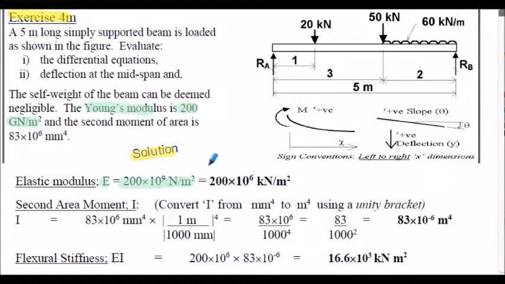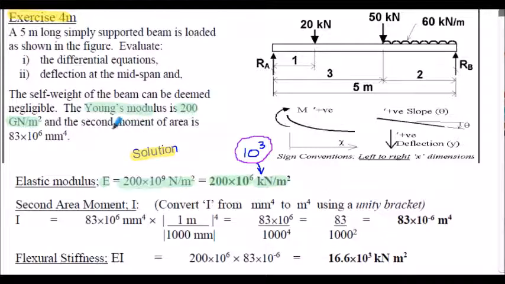So I will write the 200 times 10 to the 9 newtons per meter squared as 200 times 10 to the 6 kilonewtons per meter squared, because of course the kilo prefix is 10 to the 3. I've still got the same value, but I'm writing it in terms of kilonewtons per meter squared here.